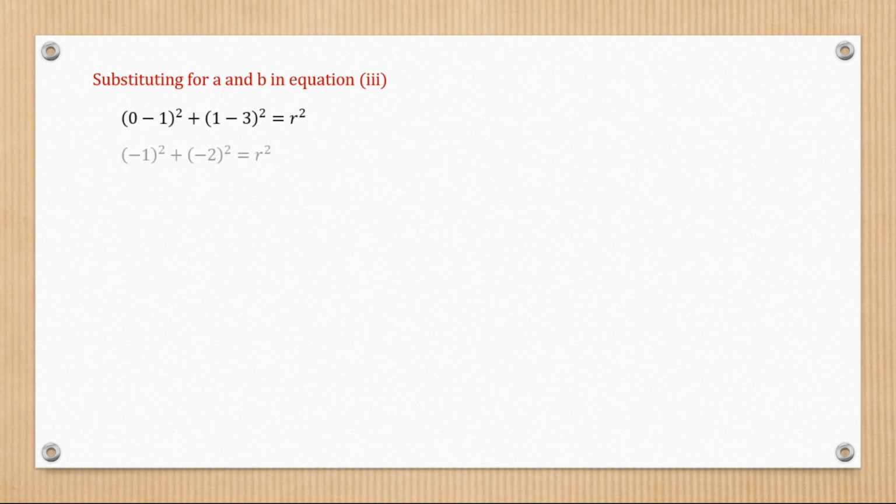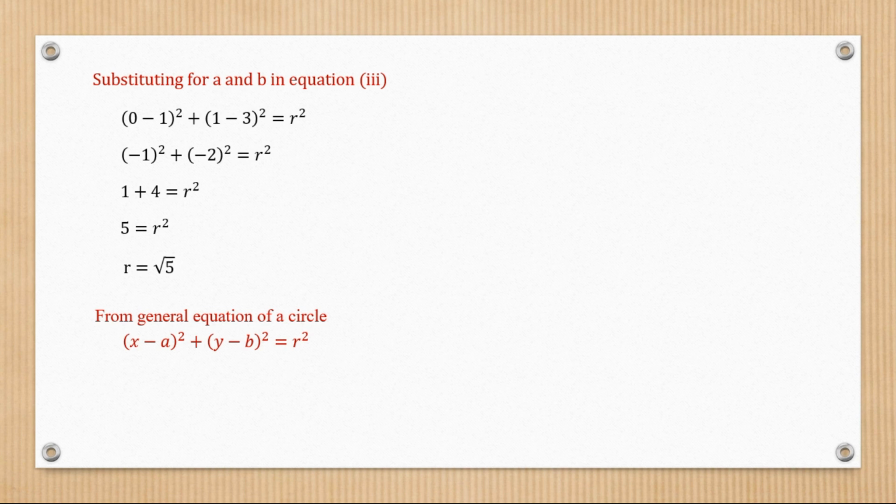So now when I plug those in, I'll have -1 squared + -2 squared being equal to r squared. So this is the same as 1 + 4 being equal to r squared, of which r shall be equal to root of 5. So now from the general equation of the circle, now that I know the radius and I know the coordinates of the center, I can now find the general equation of a circle.